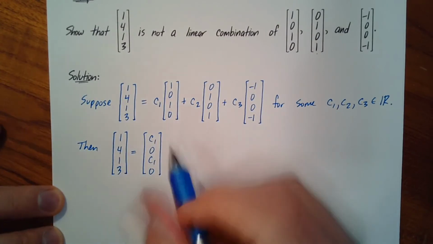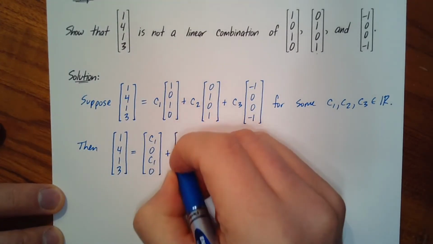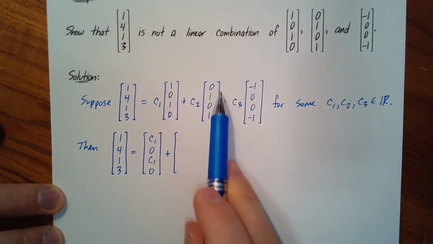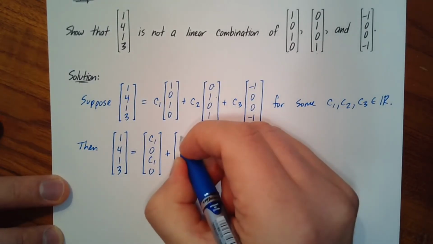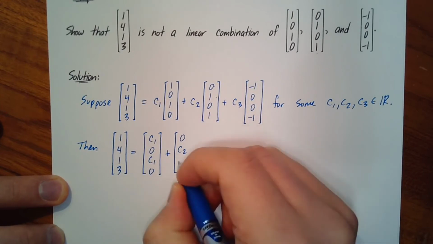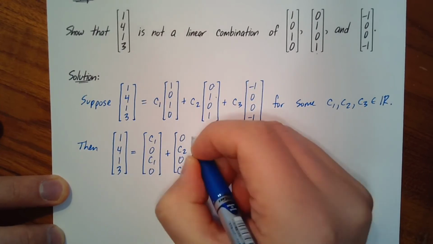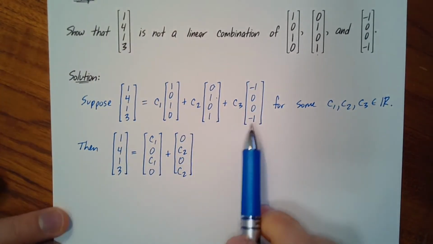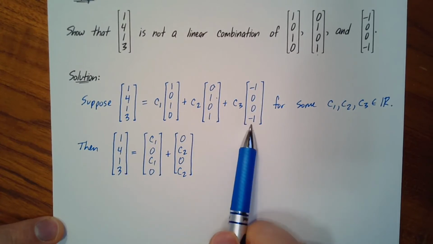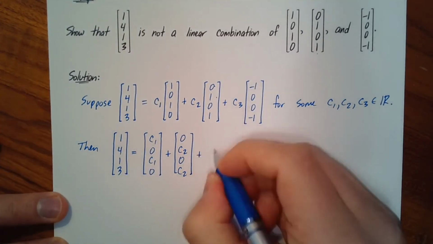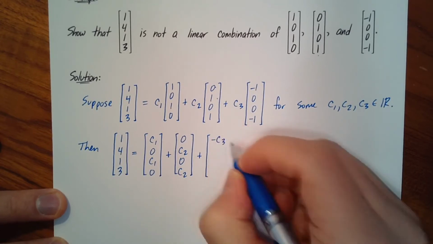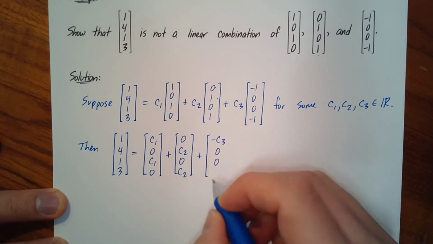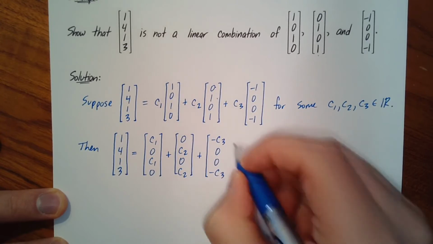Then the second one, we're going to have 0, C2, 0, and C2. Right, if I multiply the C2 into that vector, I'm going to have 0, C2, 0, and C2. And then the last one here, if I multiply C3 into this vector, I'm going to have negative C3, 0, 0, negative C3.